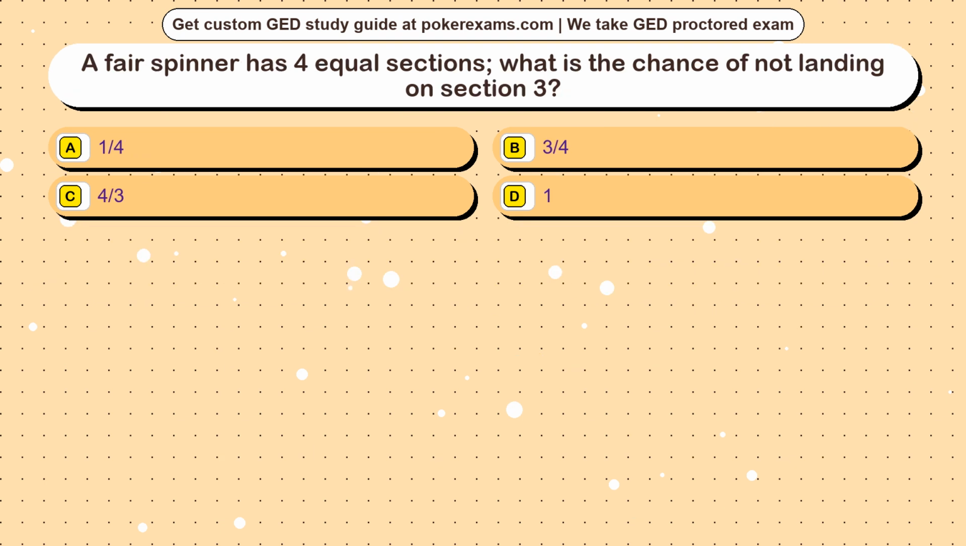Question 14. A fair spinner has 4 equal sections. What is the chance of not landing on section 3? Option A, 1/4. Option B, 3/4. Option C, 4/3. Option D, 1.